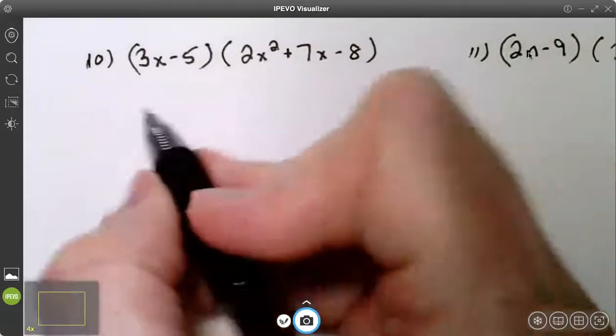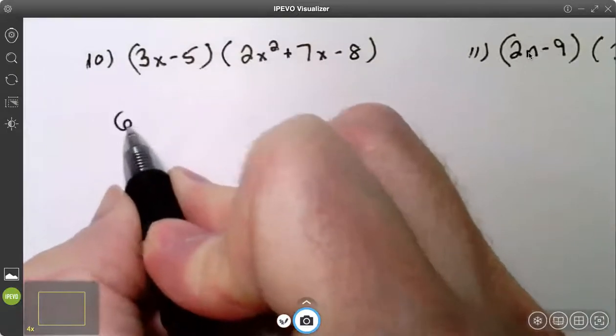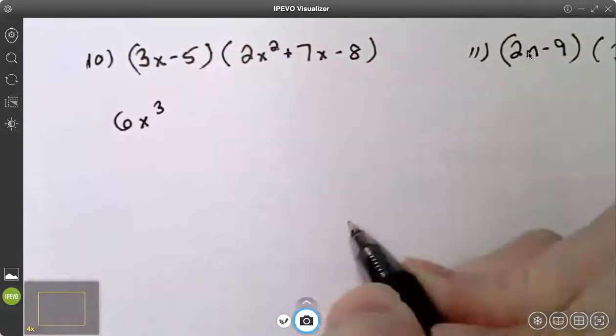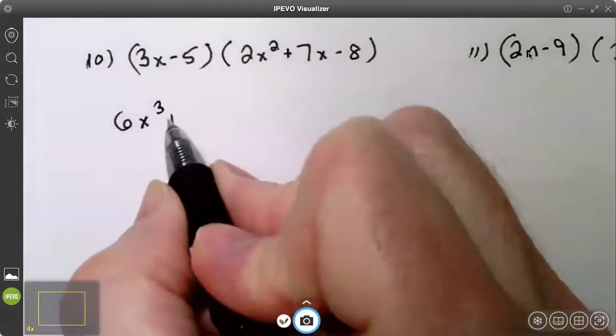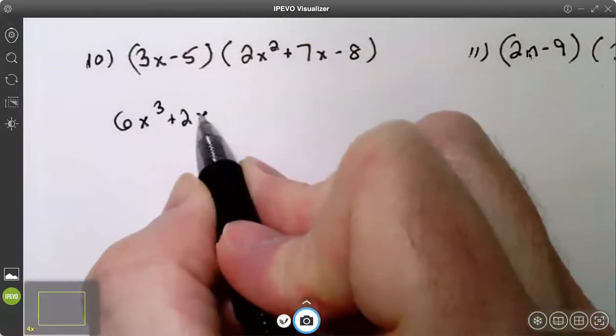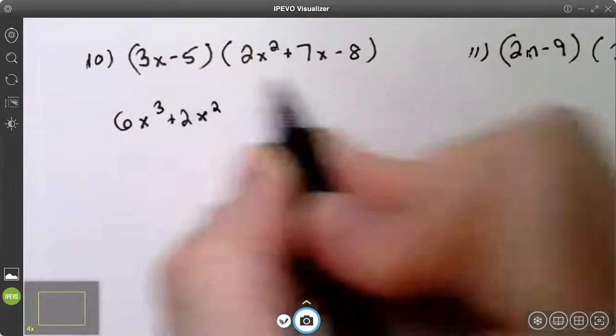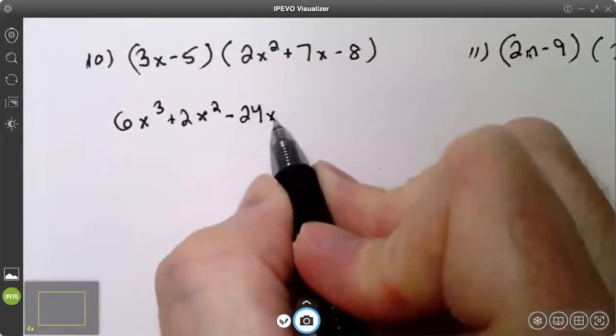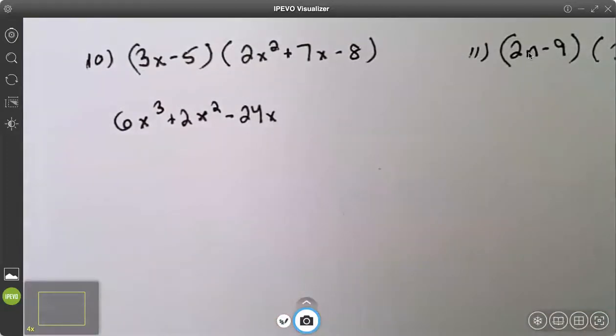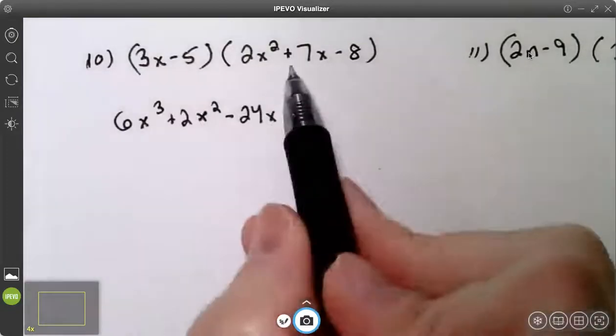3x times 2x squared is 6x cubed. 3x times 7x is 21x squared. 3x times -8 is -24x. I'm done distributing the 3x. 1 times 3 gave me 3.